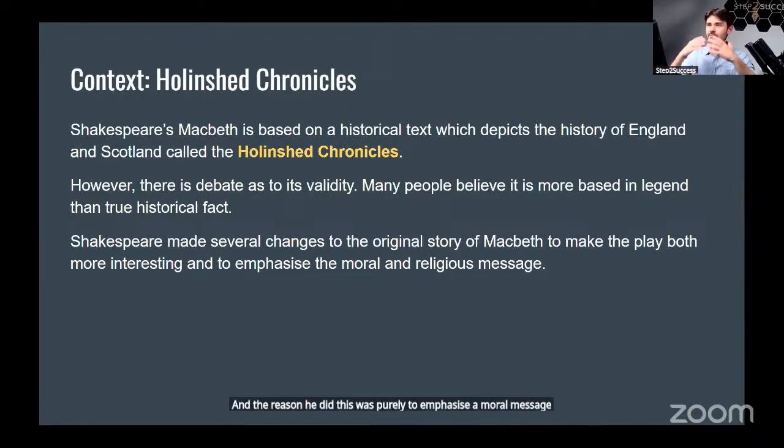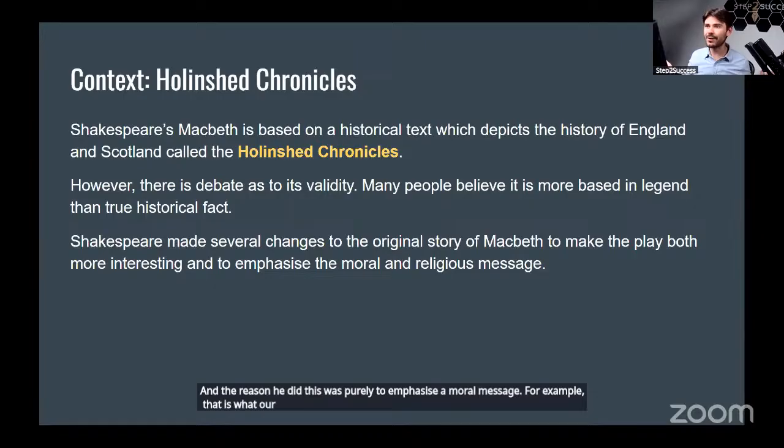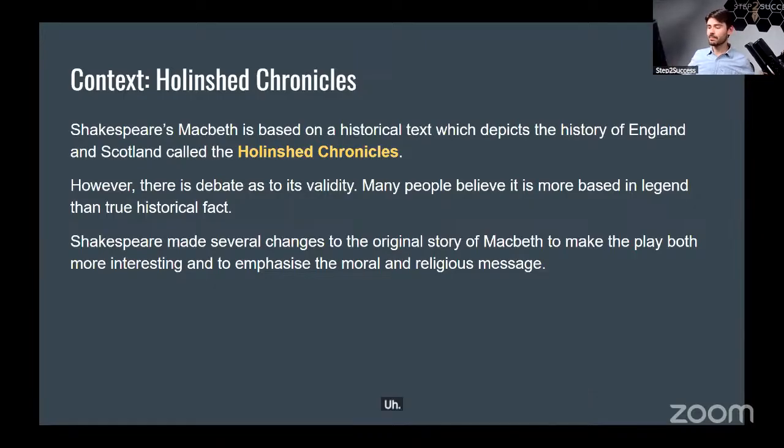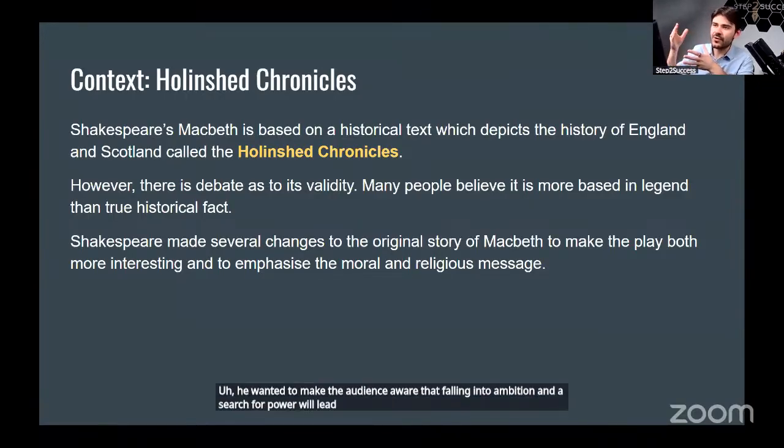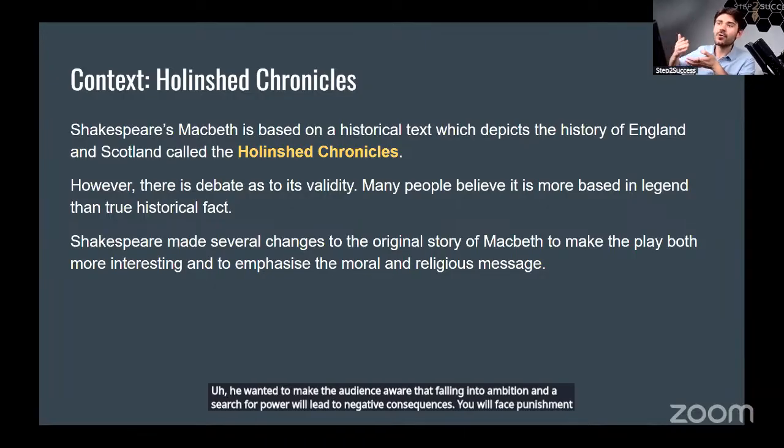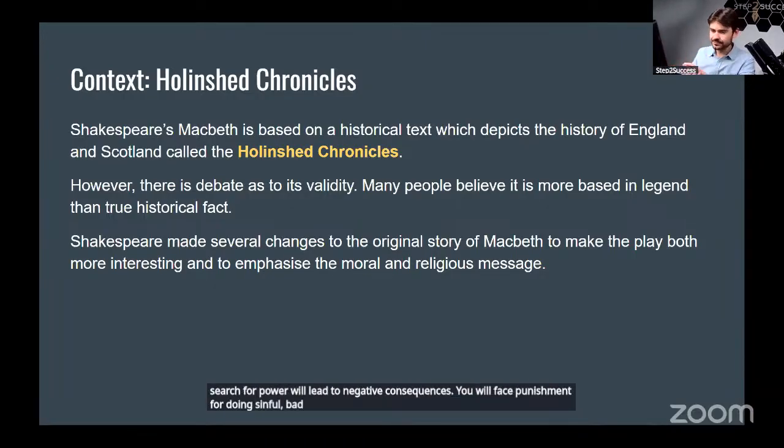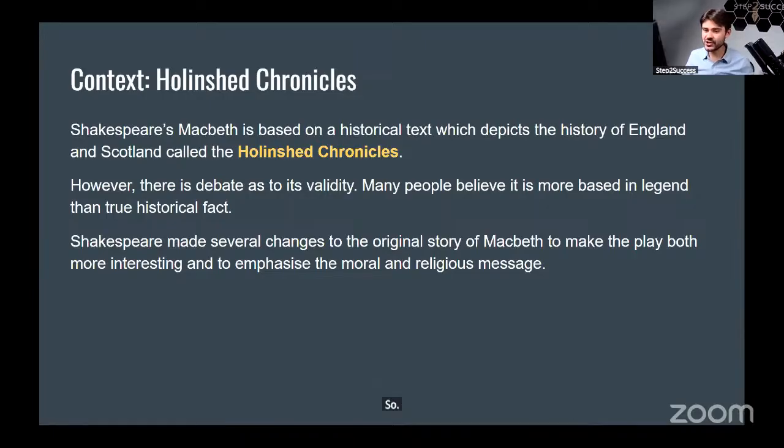For example, that is what our tragedy is all about. He wanted to make the audience aware that falling into ambition and a search for power will lead to negative consequences. You will face punishment for doing sinful, bad things. So let's look at some of these changes then.